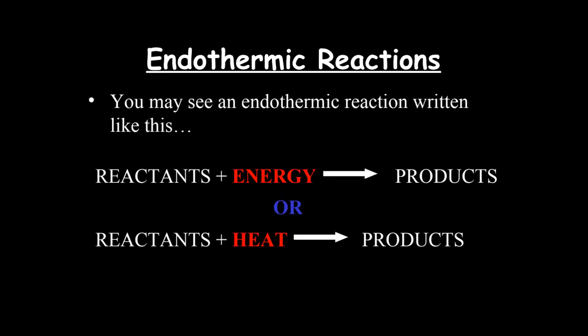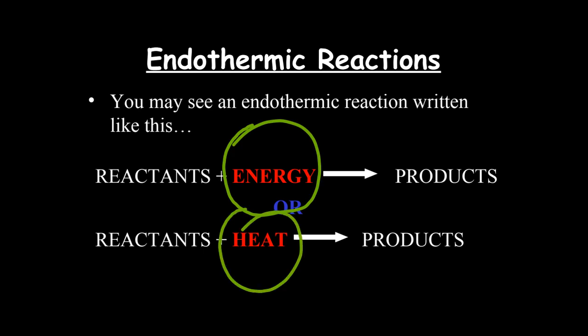You may see an endothermic reaction written like this: reactant plus energy gives products. Reactant plus heat gives products. So energy and heat are the same here, because heat is a form of energy. Okay, now let's see exothermic.